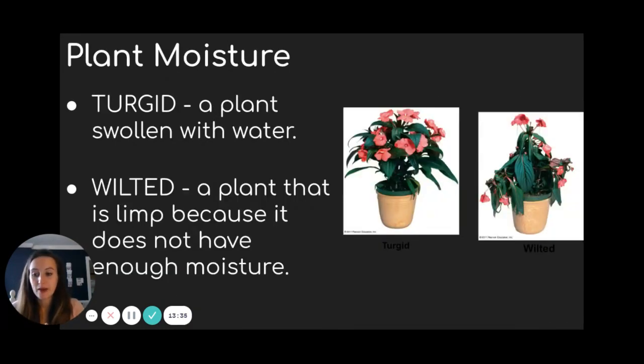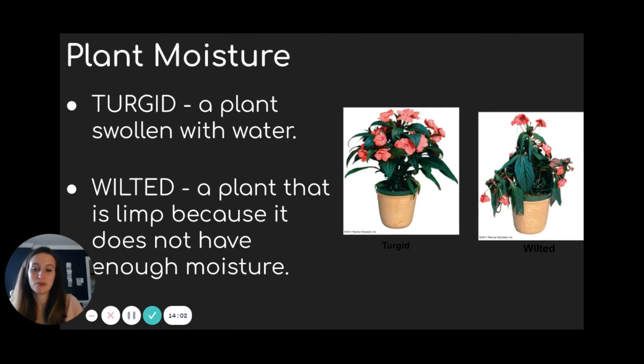Two more words you're going to hear about: turgid and wilted. Most of you already know what wilted is. That means you didn't water your plant enough, it doesn't have enough moisture, and it looks like it's dying. Sometimes you can revive it, sometimes it's past the point of being revived. Sometimes it can be wilted just from other reasons. Maybe it just had too much sunshine, not enough water. Either way, wilted is not a good sign.